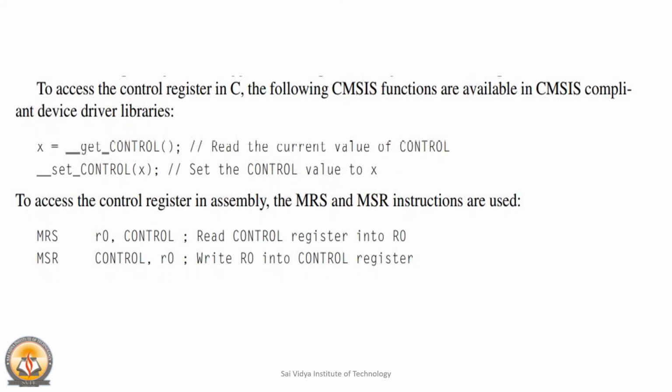So to access the control register in C programming, we use the get command and set command to read the value of the control register and set the bit and reset the bit according to the specification. And to access the control register using assembly code, we make use of the MSR and MRS instructions as shown in this particular figure.